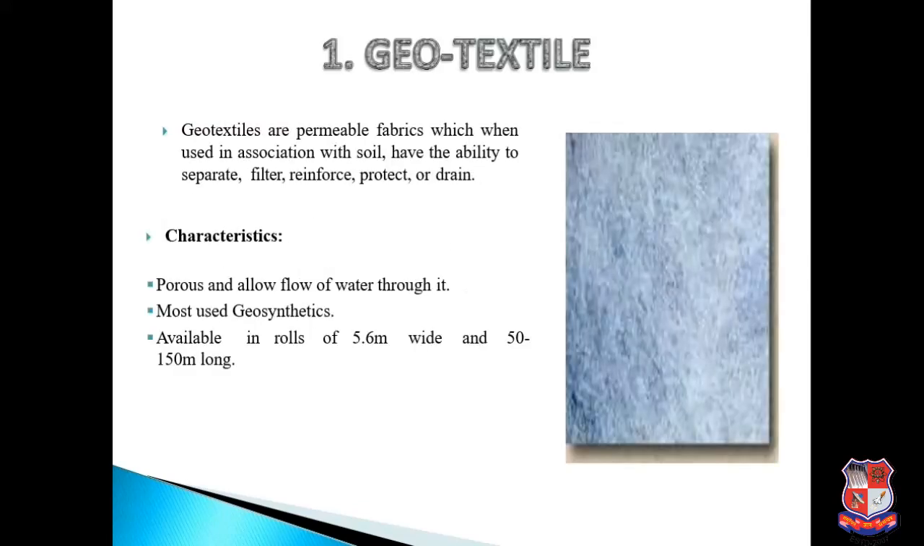So the first one is geotextile. Geotextiles are permeable fabrics which, when used in association with soil, have the ability to separate, filter, reinforce, protect or drain. The characteristics of geotextiles are that they are porous and allow flow of water through them. Most used geosynthetics are available in rolls of 5.6 meter width and 50 to 150 meter length. You can see it in the image.